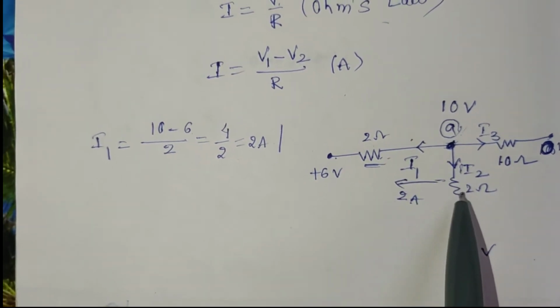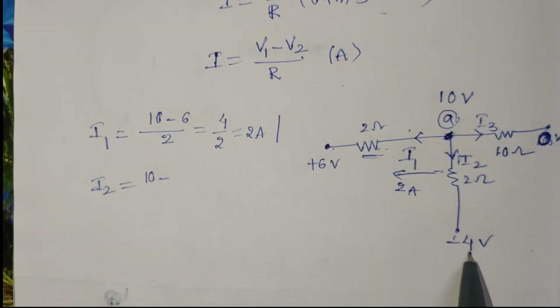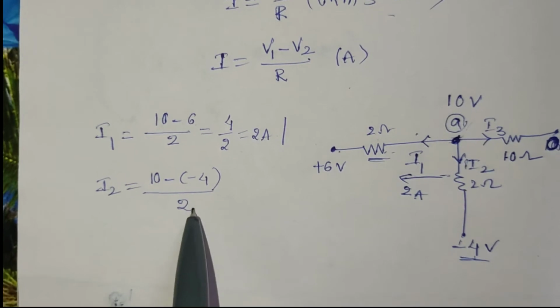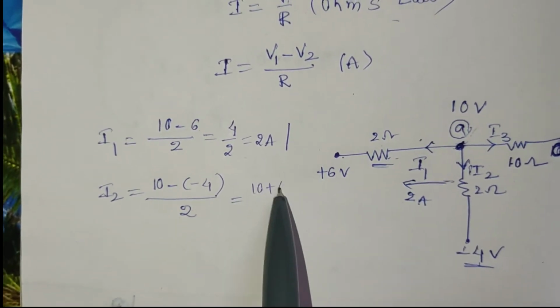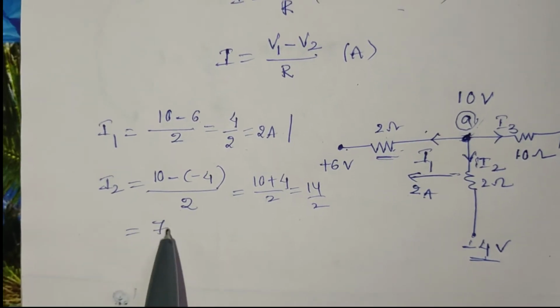Now let us find I2. I2 is leaving 10 volts, so that is 10 minus the terminal voltage here, minus 4, divided by resistance 2. That will be 10 plus 4 by 2, that is 14 by 2. So I2 is equal to 7 amperes.